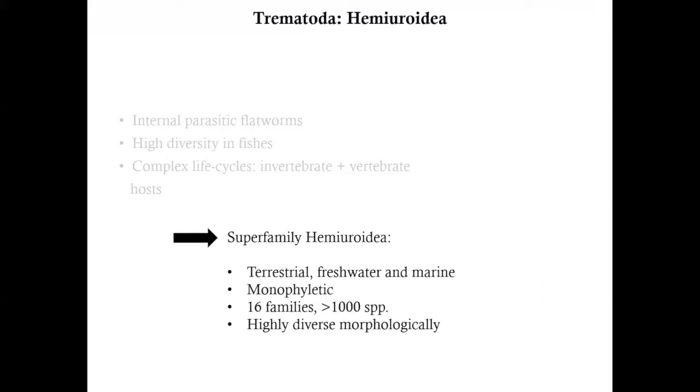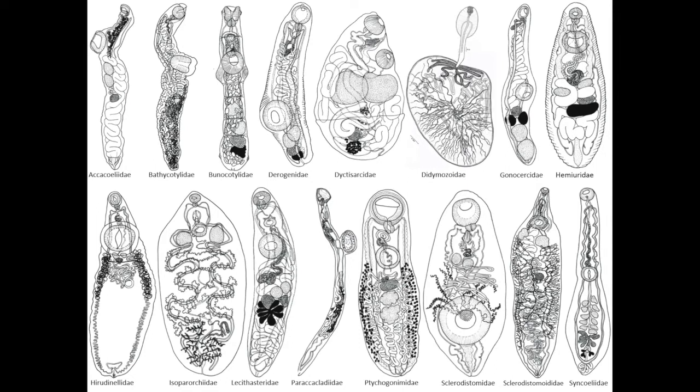Within the Trematoda, the superfamily Hemiuroidea is found in terrestrial, freshwater, and also marine environments. Blessedly, the superfamily is monophyletic. It's composed of 16 families and comprises about 1,000 species. So it's one of the biggest groups of all the Trematoda. They are highly diverse morphologically, so much so that the adults don't have any morphological common trait that binds all the families. That's just too diverse. So the only thing they have in common will be concerning the life cycle.